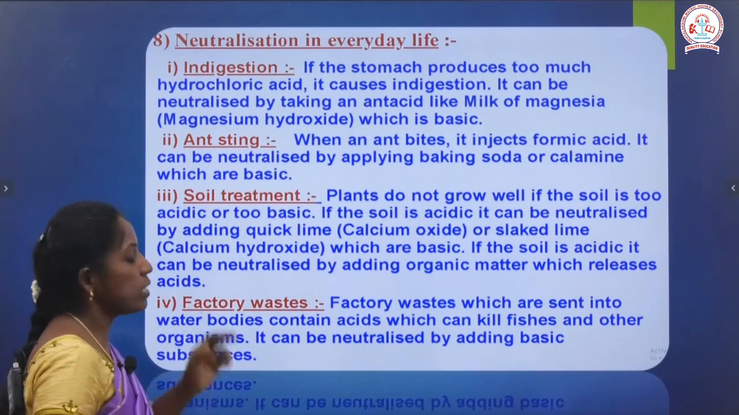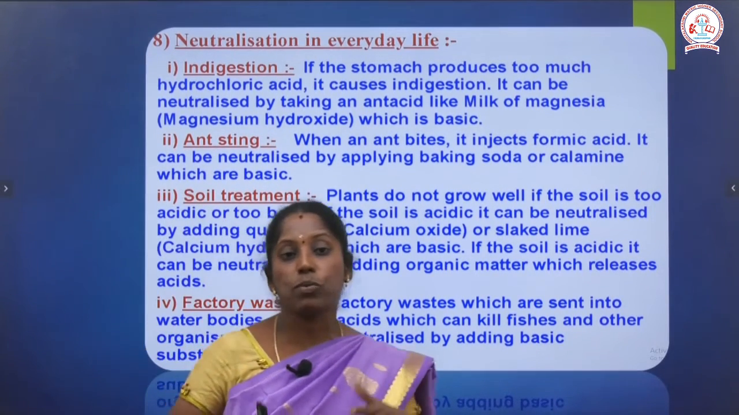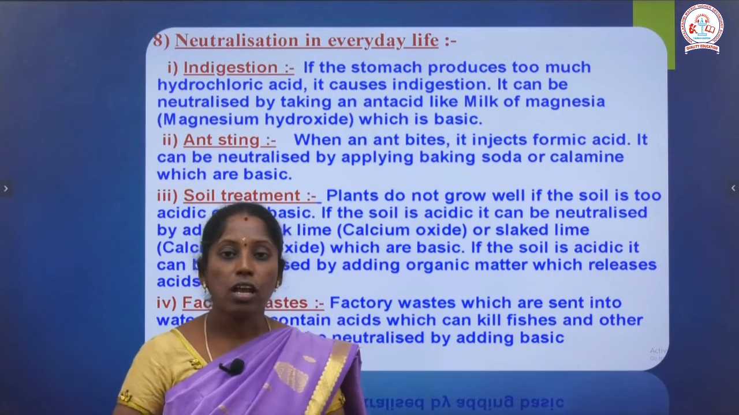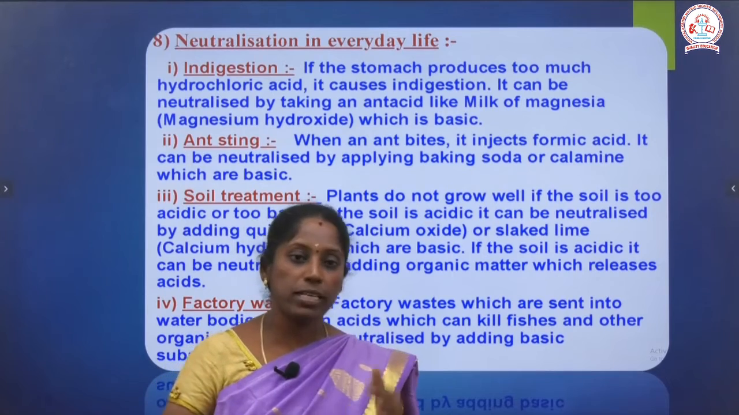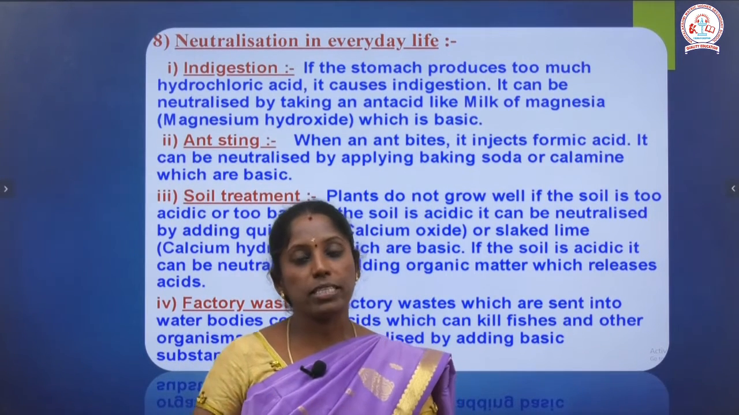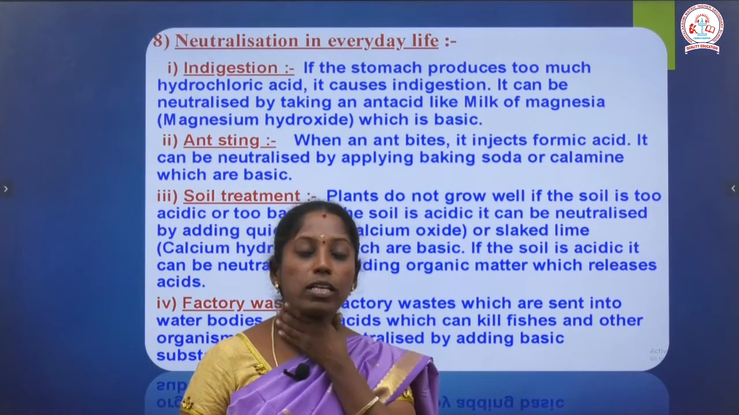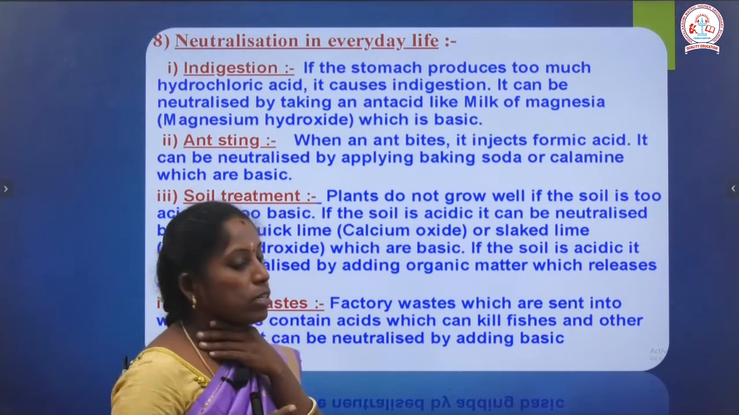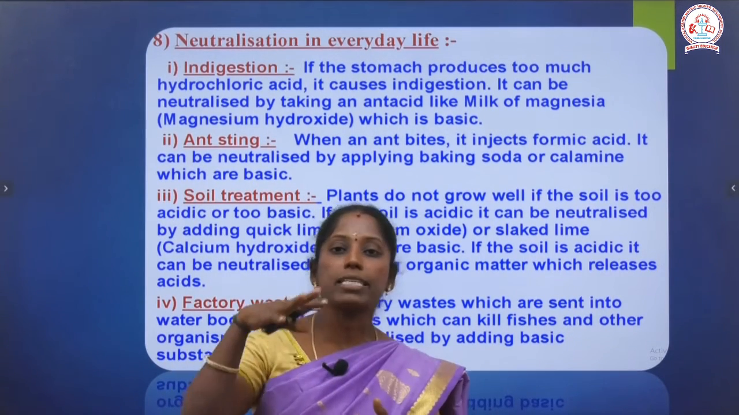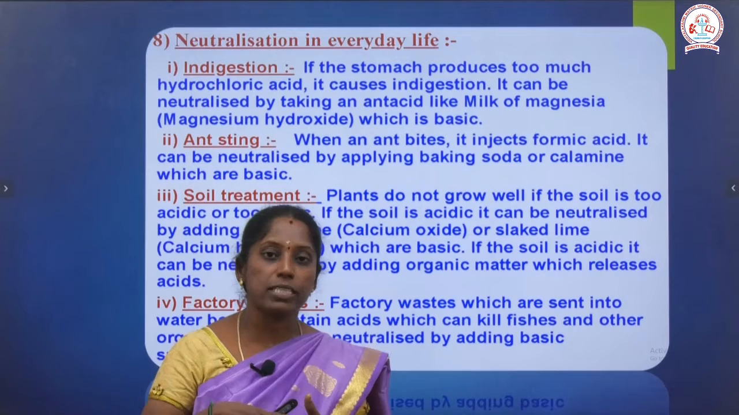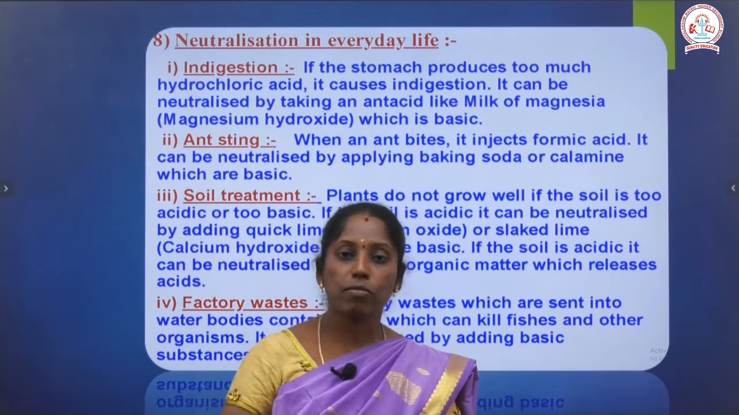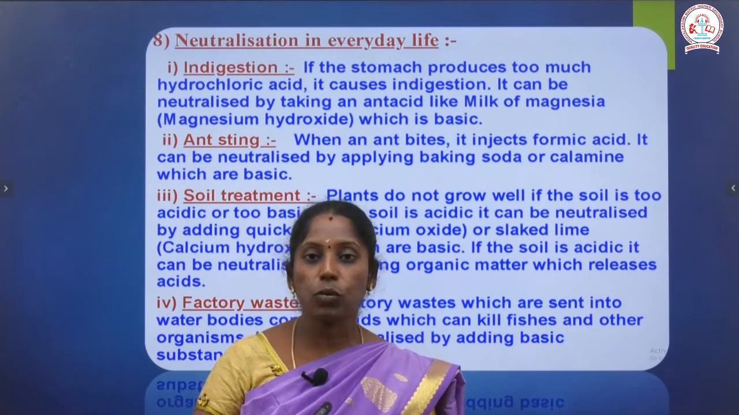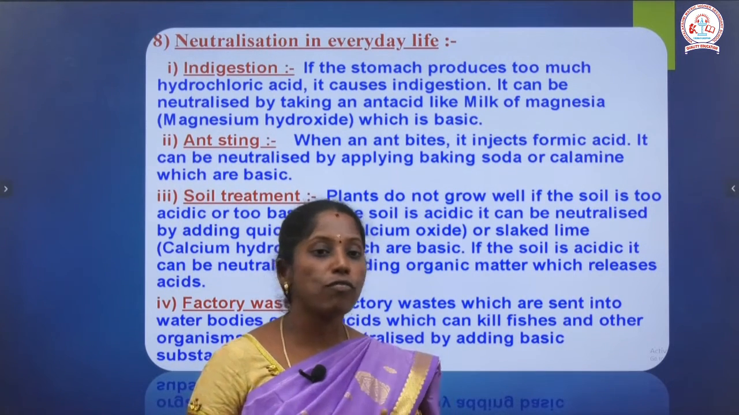Then the next one is soil treatment. It is especially used in agriculture. We know that plants do not grow well if the soil is too acidic or too basic. So if a soil is more acidic, we add a base; if it is more basic, we add acid. From that we neutralize the soil, and then the plants will grow faster.